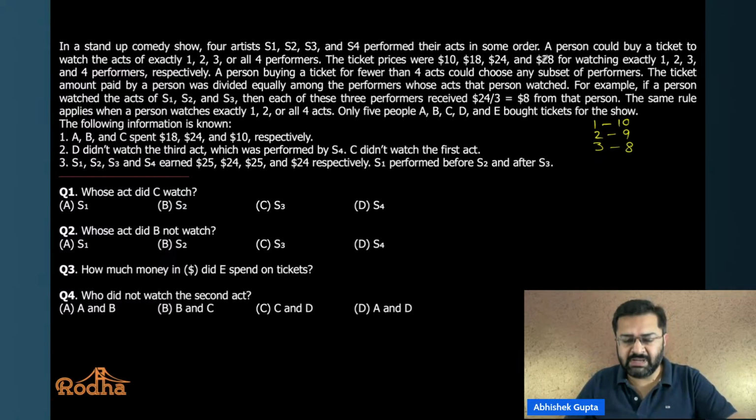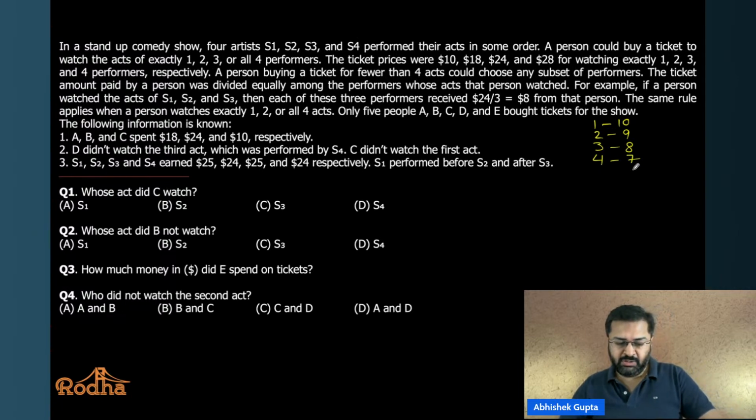And likewise, the last one here would be, it's $28 for all four performers. If you're okay with watching all four, in that case, what would be the cost for you per act? 28 by this 4, which would be 7. Or you can just think of it like that.